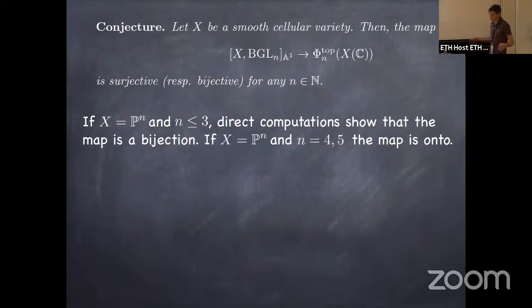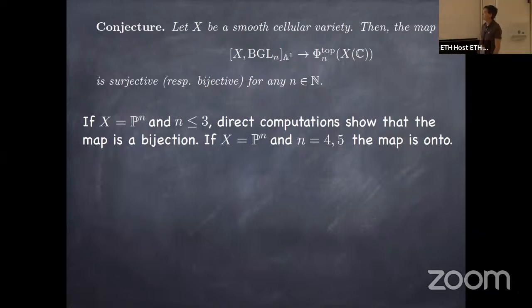So you should be able to build your thing using spheres, and this should be some kind of colimit and so on and so on. But there is a precise notion of cellular variety. And we conjectured that this map is first surjective, and then if we are very optimistic, bijective.